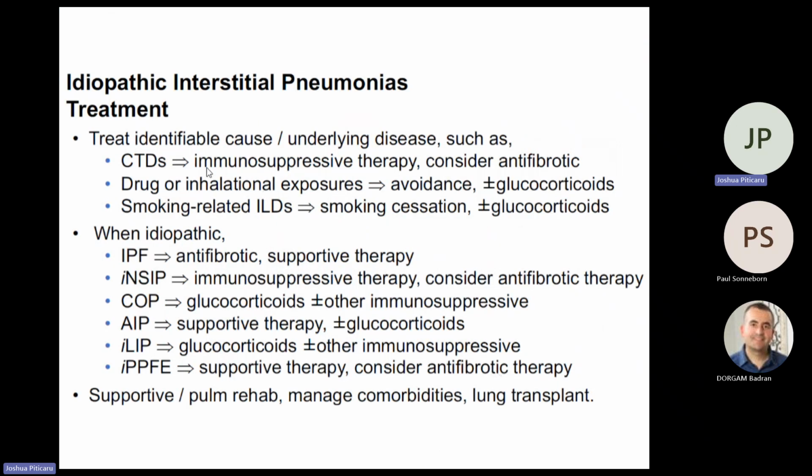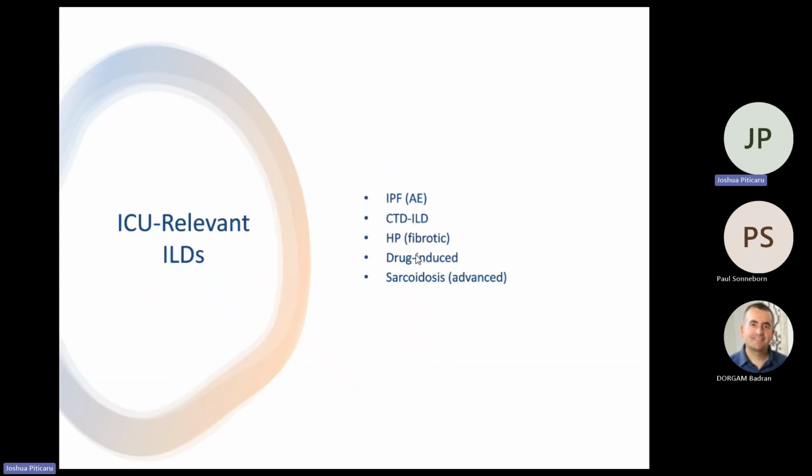So this is so simple in terms of treatment. Either it's immunosuppression, or it's avoidance, or it's cessation of the insult, and sometimes antifibrotic. So that's where a pulmonary consult should be sought out. And what are the relevant ones that end up here? So IPF, acute exacerbation of IPF, any connective tissue lung disease, any hypersensitivity pneumonitis, any drug-induced ones, or advanced sarcoidosis like the one that you see here.